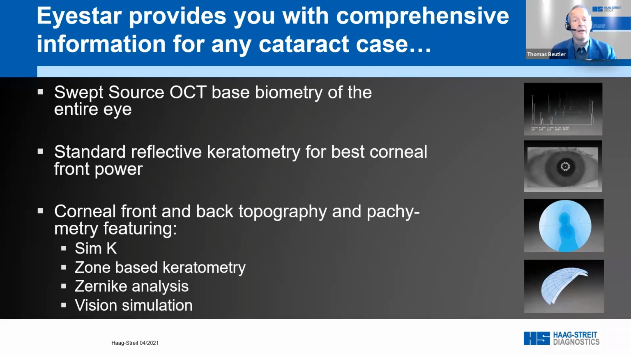So you get swept source-based OCT biometry of the entire eye from the cornea to the retina. That was part of a previous webinar here. You also get standard reflective keratometry for best corneal power. You might ask, why do they still do this old technology? We'll have a little recap on this as well. And you get corneal front and back topography, pachymetry, and as part of this tool, you get simulated keratometry, you get zone-based keratometry, you get the Zernike analysis, and you get vision simulation. All of these are going to be focus parts of this talk tonight.